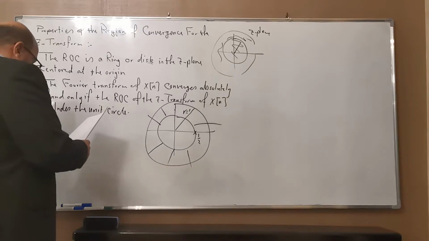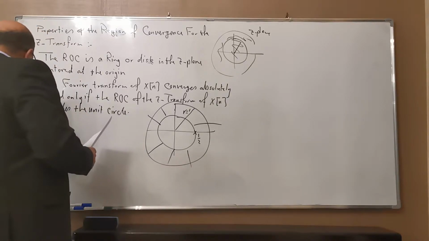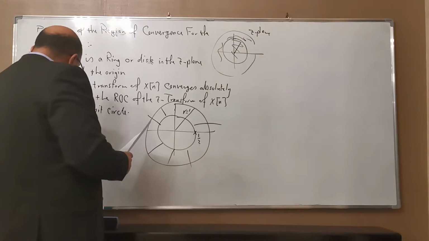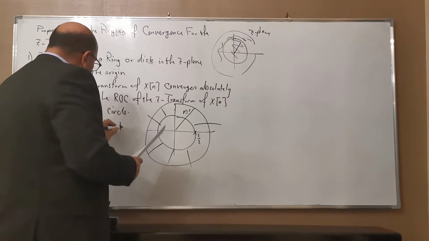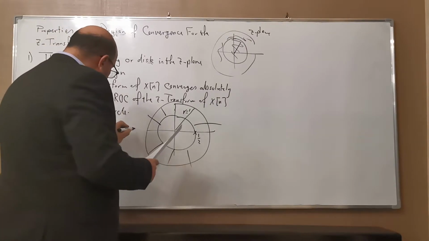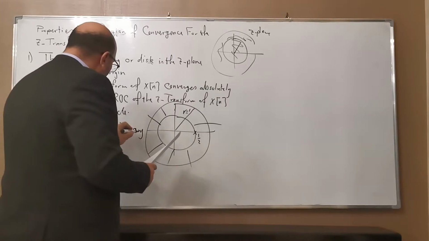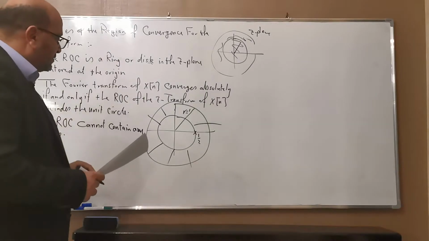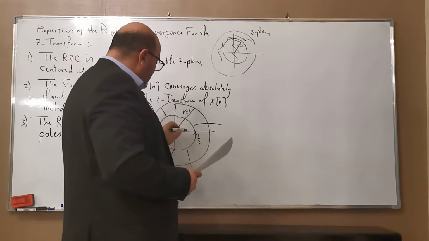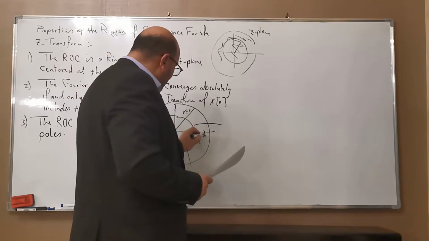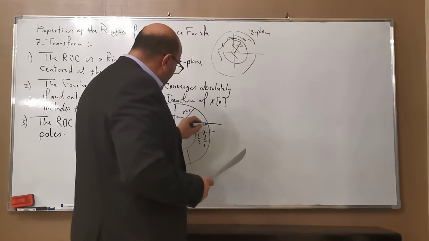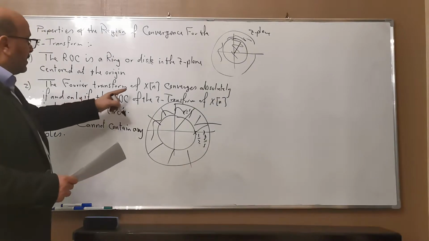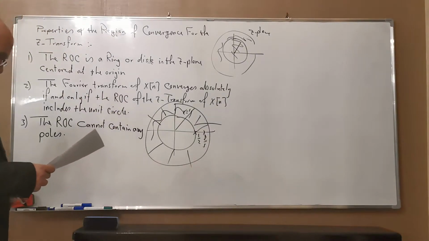Okay, property number 3, the region of convergence cannot contain any poles. So no poles should exist within the region of convergence. So if you have, let's say, a pole here at, let's say, 1/2, then this cannot be the region of convergence, because at the pole, the x of z diverge to infinity.